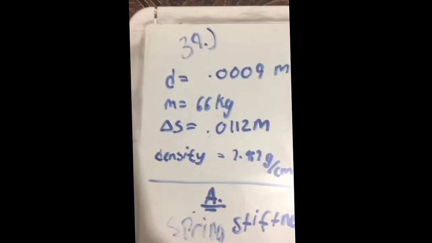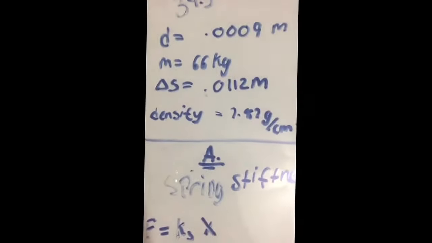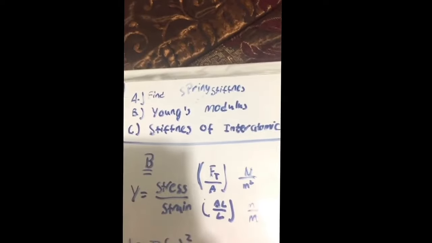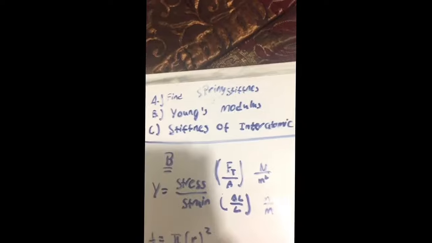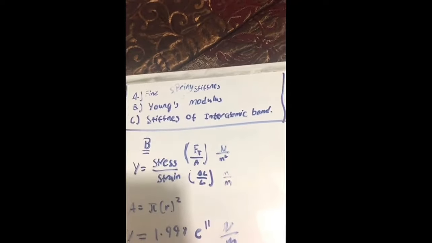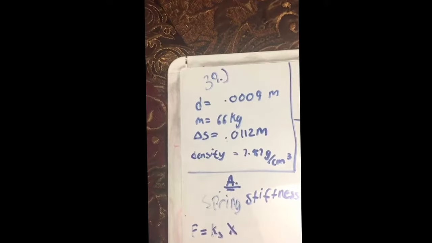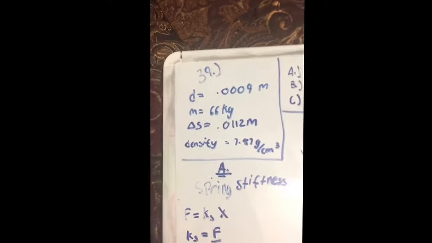Alright, the following question corresponds to number 39 on page 167, and it's asking you three things: to find the spring stiffness, Young's modulus, and the stiffness of the interatomic bond. You are given the diameter, mass, how much the spring has compressed, and the density.